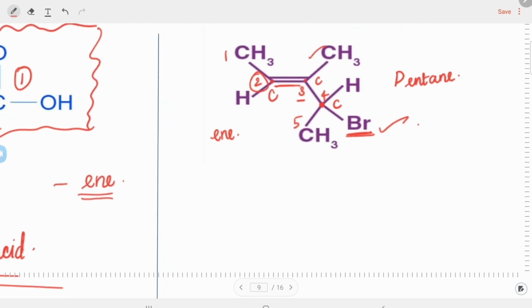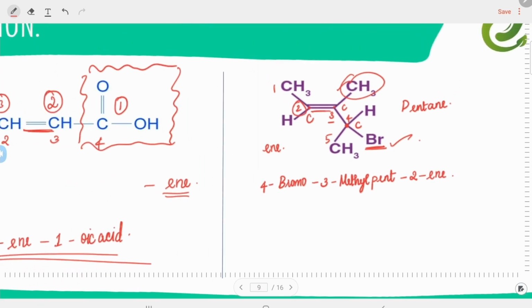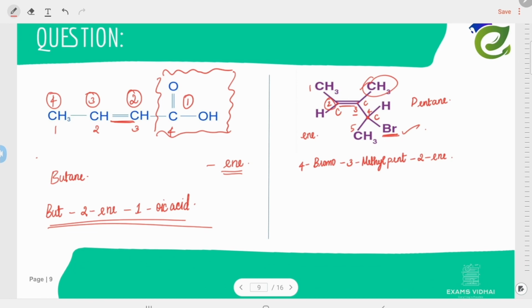So it will be 4-bromo, because bromo is a substituent and it is a prefix. 3-methyl, because the third carbon contains a methyl substituent. Pent, because the parent is pentane. Pent-2-ene, because the second position contains a double bond. And this will be the IUPAC name for this compound.